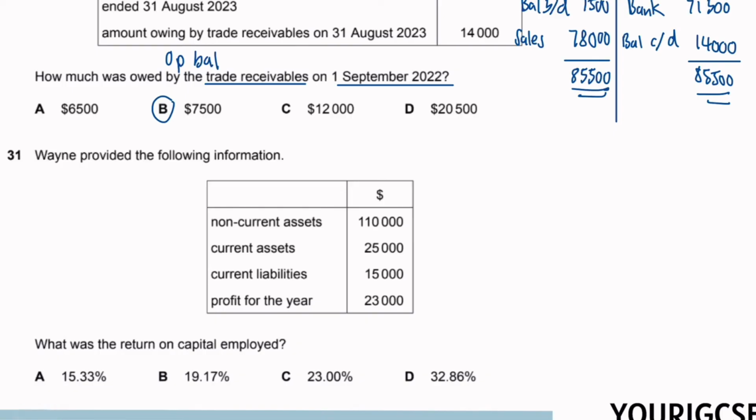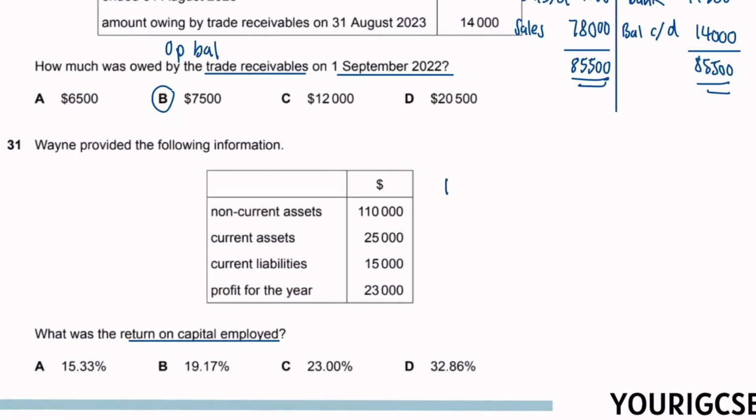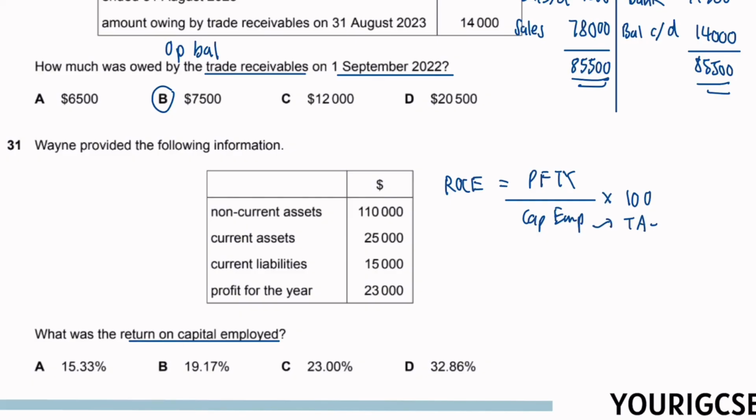Question 31. Wayne provided the following information. What was the return on capital employed? First, you need to know the formula. So it's ROCE equals profit for the year divided by capital employed times 100. There are two formulas for capital employed you need to know. First one is total assets minus current liabilities. Second one is total equity plus non-current liabilities. So you just plug in the values.